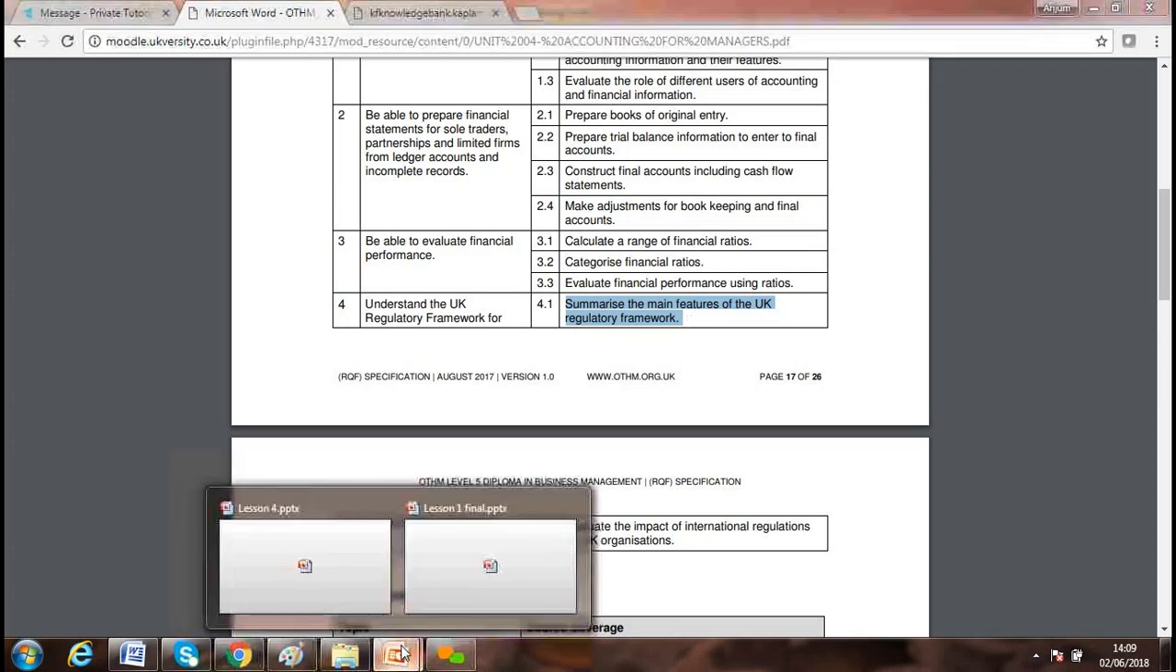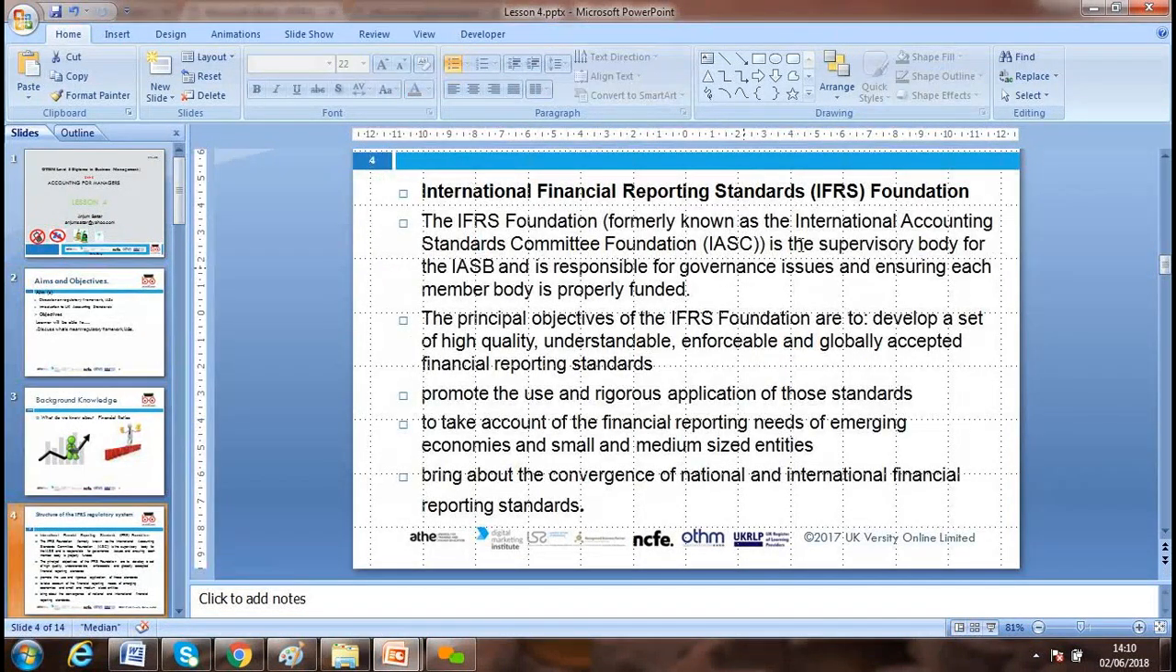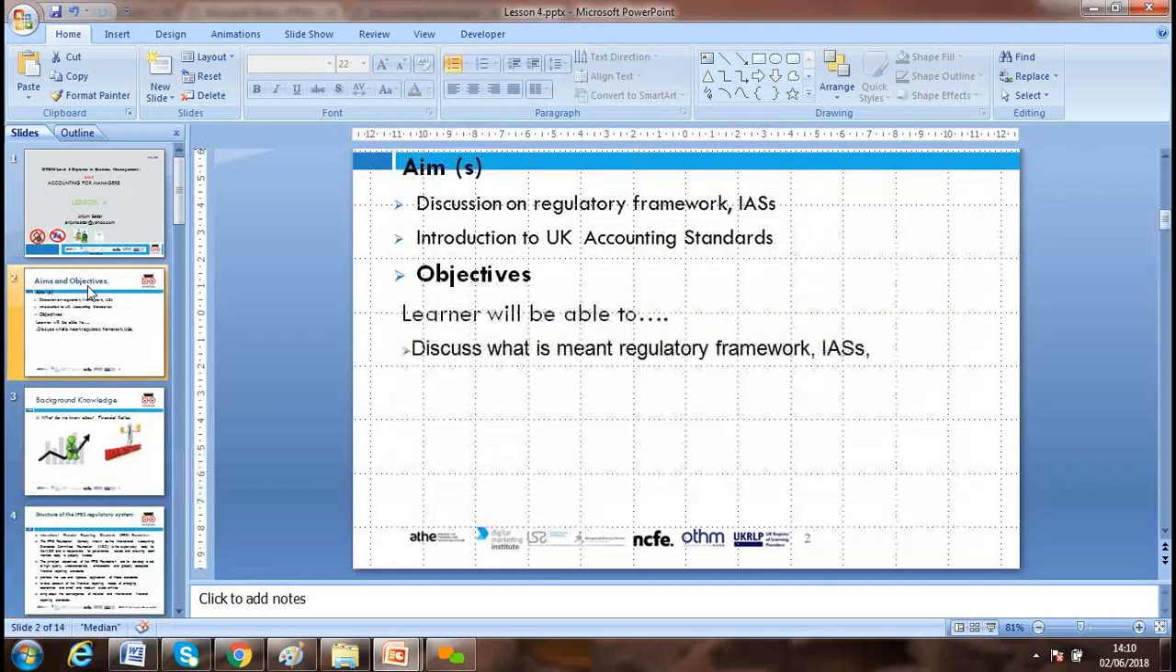In today's lesson we'll go through the regulatory framework, the IASB's introduction to UK accounting standards, and I wish that by the end of the lesson we'll achieve our objective.